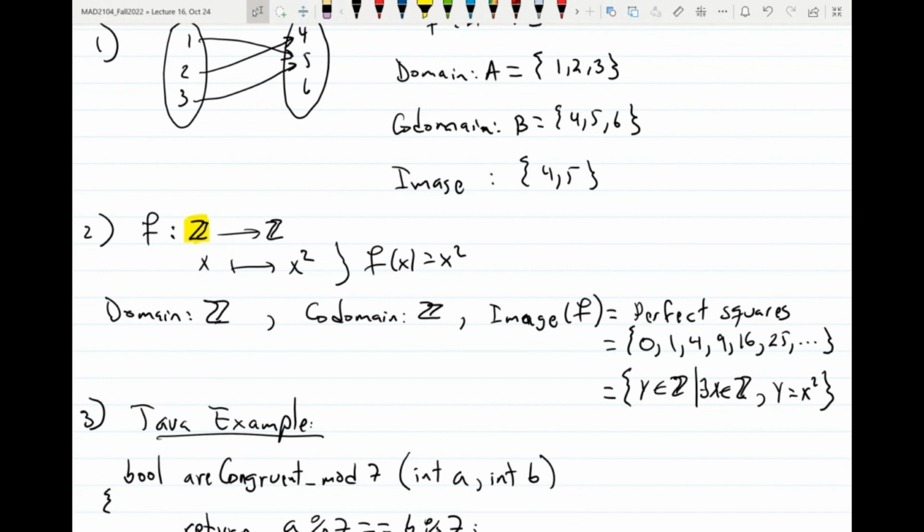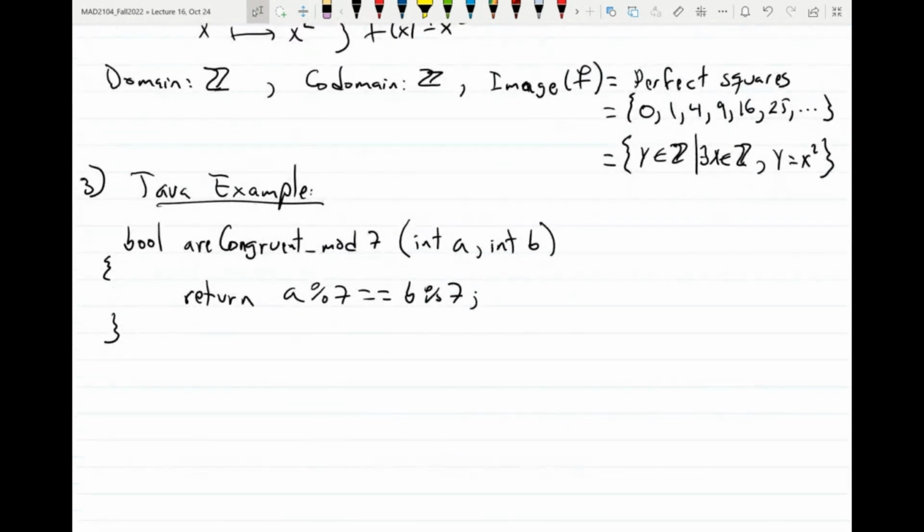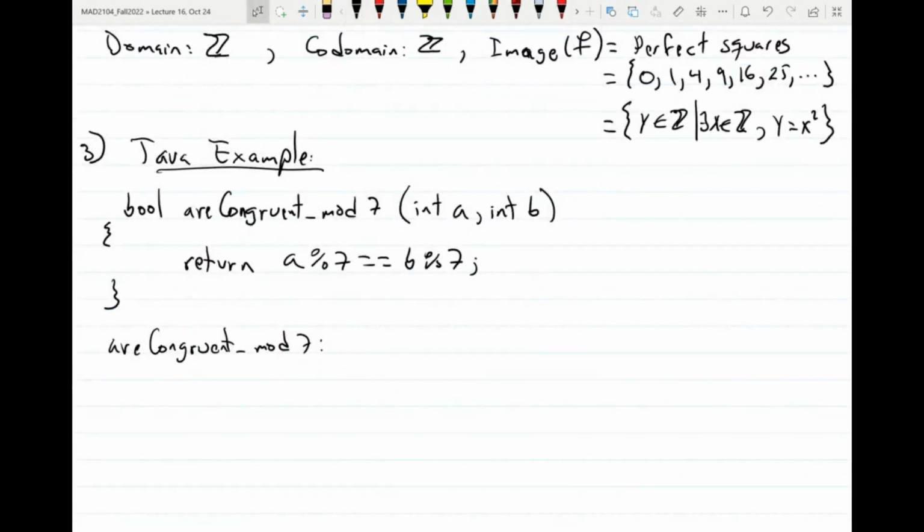Okay, questions? Any questions about this one? For example, let's say this function, R congruent mod 7. Let's write it in function notation. How do you write this in function notation? You tell me what's the domain, and you need to tell me what's the codomain, right? I want to know what goes in there for A and what goes for B. So fill in the blanks.